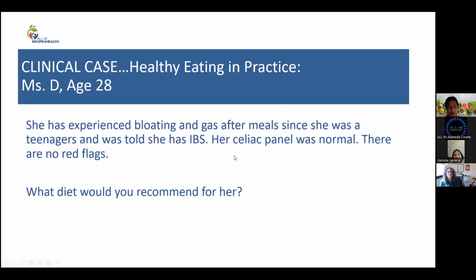If we go to this last case, this 28-year-old, we have Miss D, and she says, I experience bloating and gas after meals. Since she was a teenager, she's been told she has IBS, her celiac panel is normal, no red flags. So what would you recommend? She's IBS, this is very common.